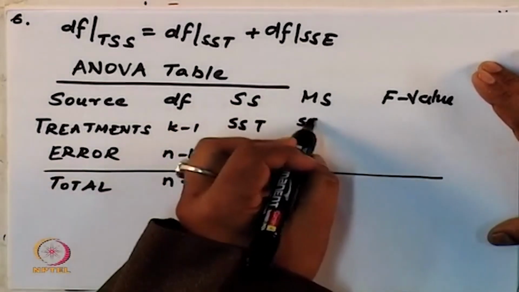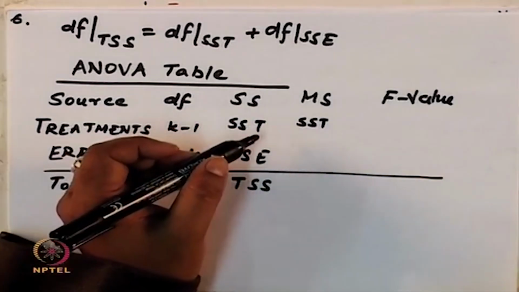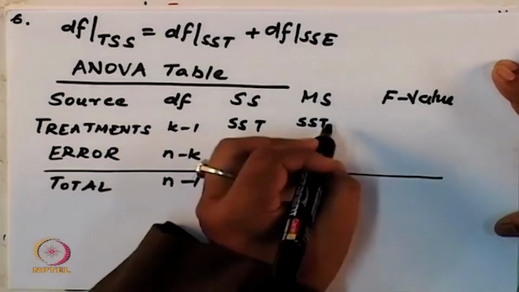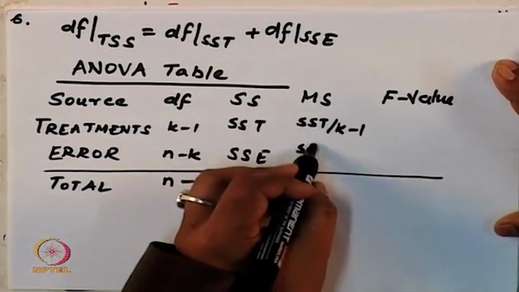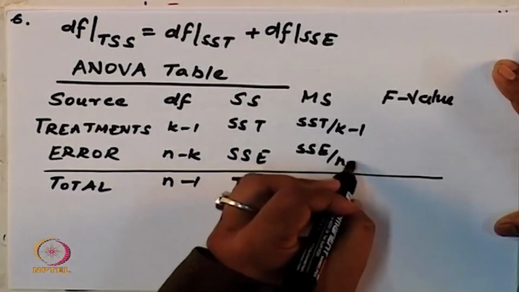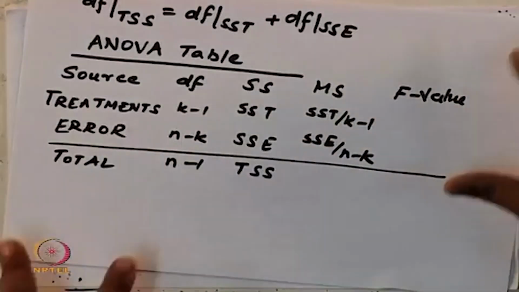So, you can calculate this as, so you just write SST or SSE, and this is your TSS. This is given by SST. So, this is the mean square, either the mean square of treatments or mean square of error, and this is given by SS by the corresponding degree of freedom, okay. So, this gives you the mean square value.